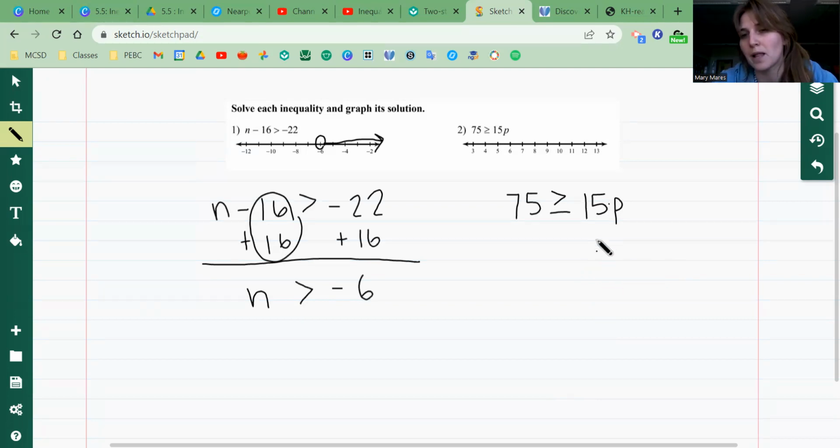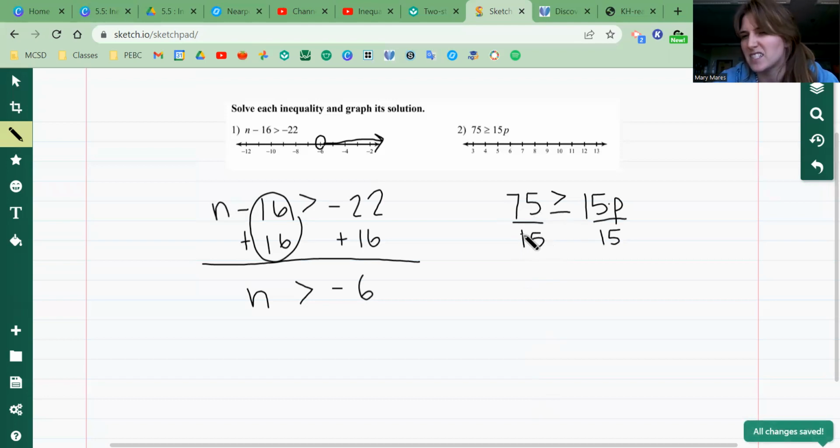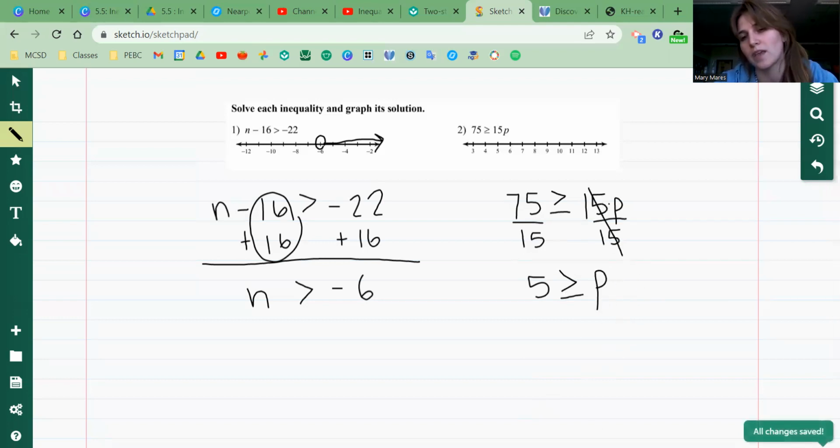The opposite of multiply by 15 is divide by 15. So I'm going to divide both sides by 15. So over here I get 75 divided by 15 is 5. So 5 is greater than or equal to, those 15s cancel out, so greater than or equal to p.